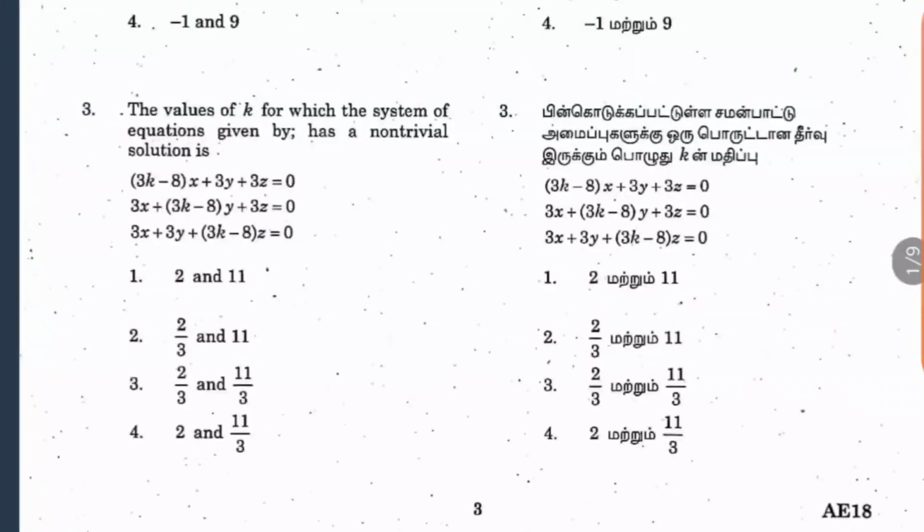Question number 3. The values of k for which the given system of equations has a non-trivial solution. Non-trivial means it has no solutions. Okay. So the determinant of A will be 0 only again here. So don't worry, they have given an equation-like structure. You can make it into a matrix-like structure with the coefficients of x, y and z, so that you can find the determinant of that, equate it to 0, and then you can find the value of k.